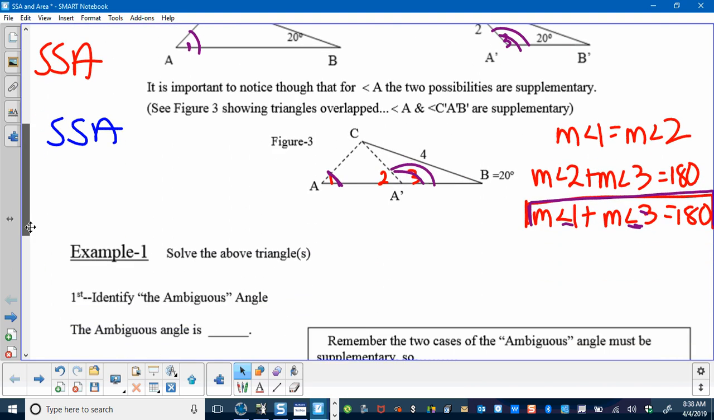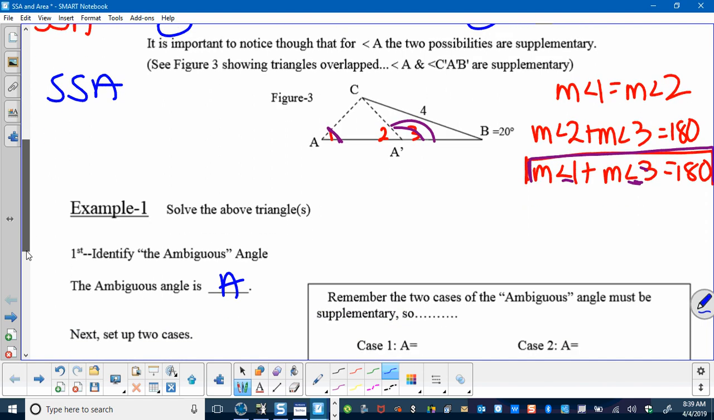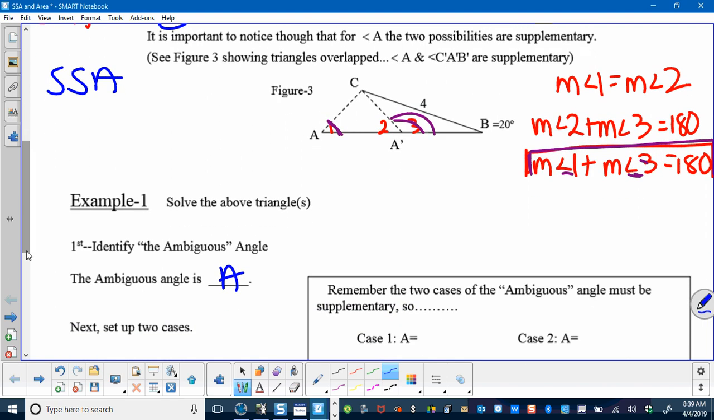If we have 2 cases, we're going to have this thing called the ambiguous angle. The ambiguous angle is angle A, because here and here we both have A's, okay, but they're not going to be equal to each other. Okay, it's ambiguous because it could be 2 different things. We also know that those angles are going to be supplementary. So in case 1, which we're always going to have 2 cases, A is going to equal, let's say, X. Then in case 2, A is going to equal 180 minus X.